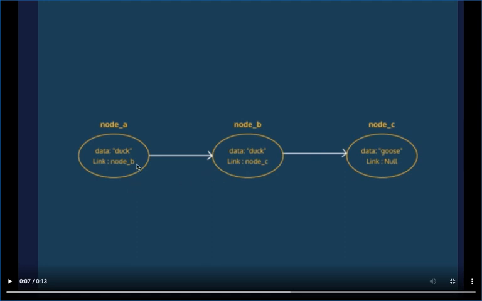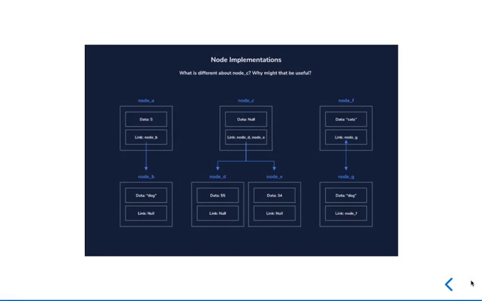So the best alternative would be to just link node A to node C directly, and node B would be orphaned that way too. Right? Moving on.